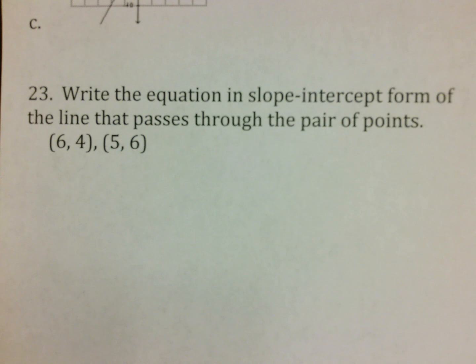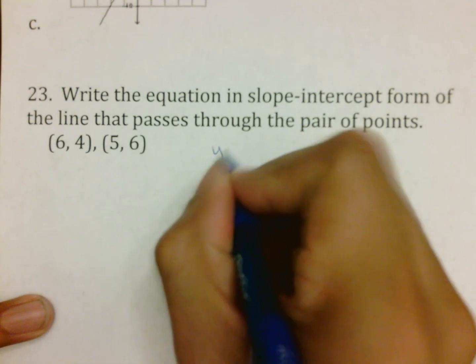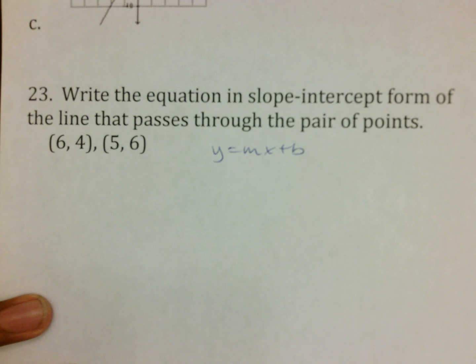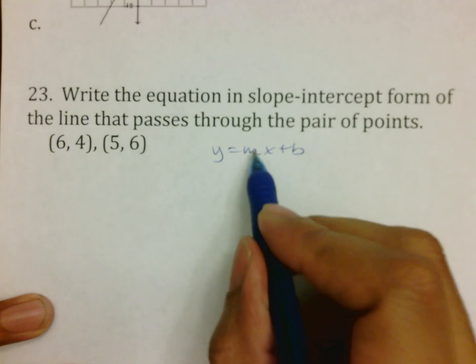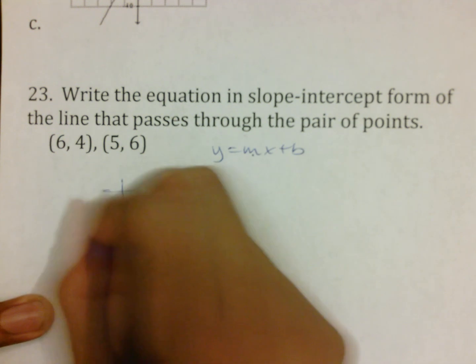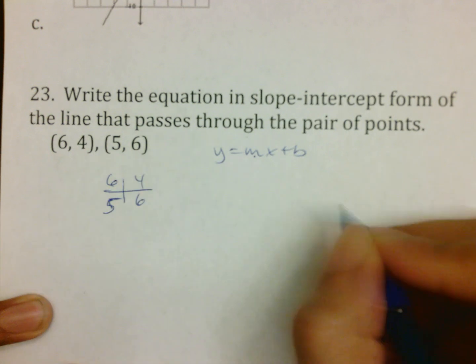Write the equation slope-intercept form of the line that passes through the pair of points. This question here, once they say write the equation, y equals mx plus b. From there, again, do we have an m? We don't. Do we have a b? We don't. So this is the one where you actually have to do your points. So 6, 4, 5, 6.